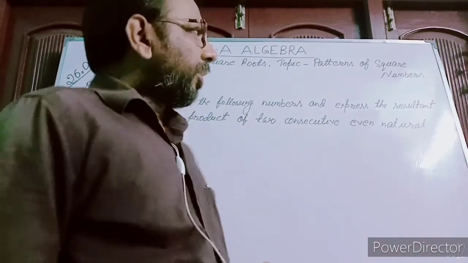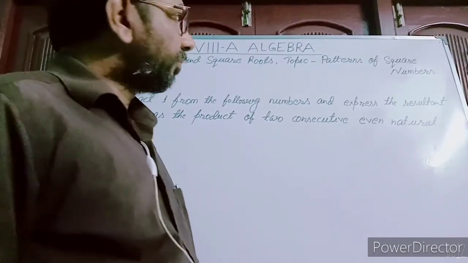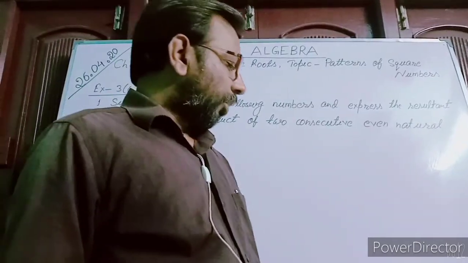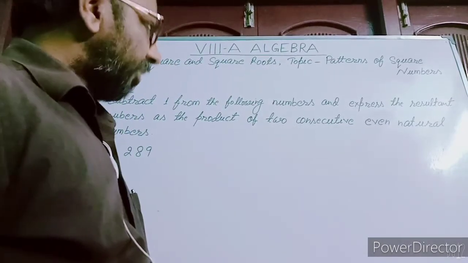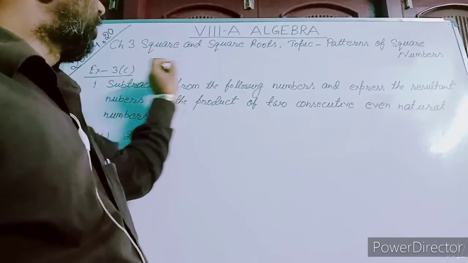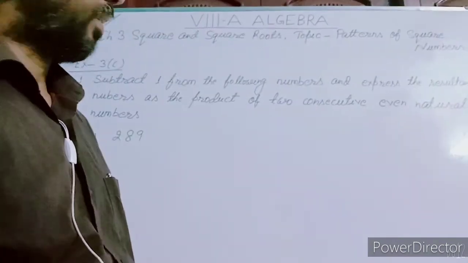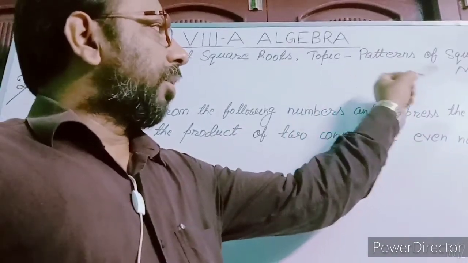We have completed the last exercise, that was 3B. The topic was perfect square of chapter 3. That chapter 3 is on squares and square roots. The topic is now patterns of square numbers.